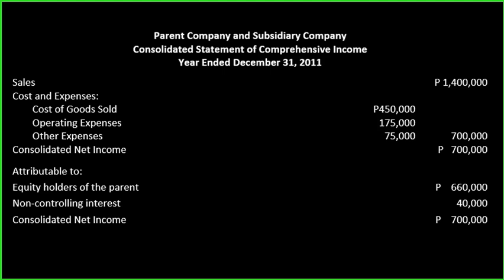We are almost done. Okay. Some highlights. Consolidated net income is computed as, di ba, 660 plus 40 equals 700. Sometimes it's 700 minus 40, 660. Pare-pareho lang yung approach na yan.